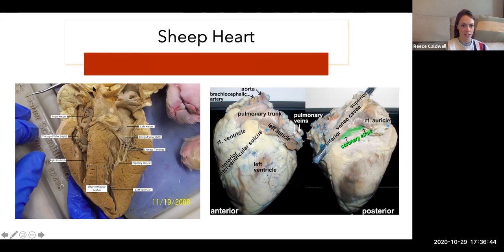And then again, you can see those upper two chambers, the right atrium, the left atrium. You can see the right ventricle and the left ventricle. You can see that interventricular septum.